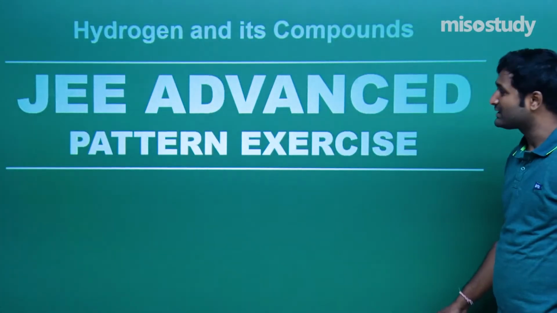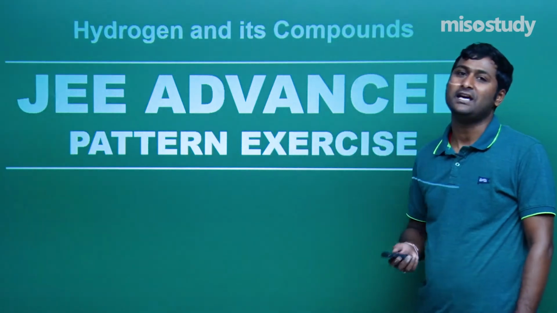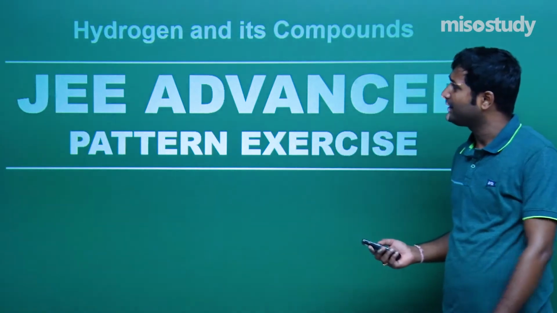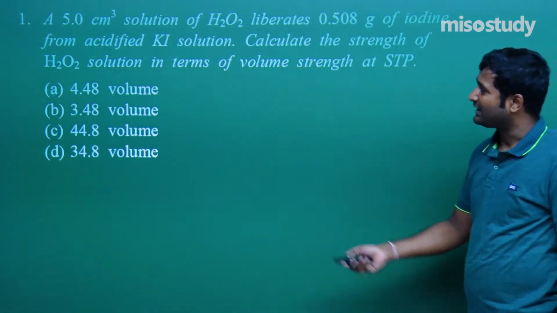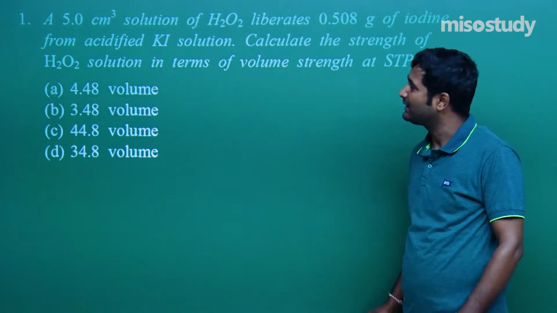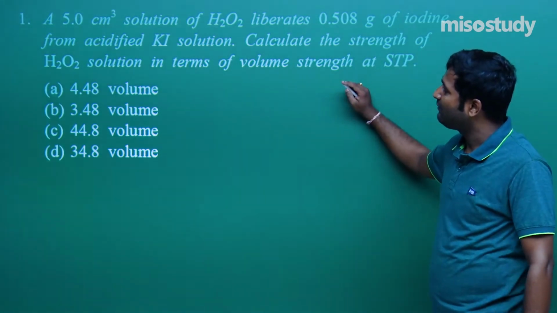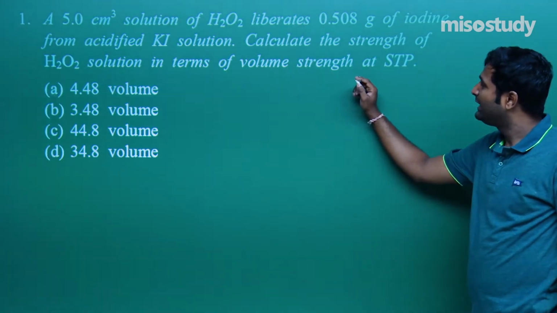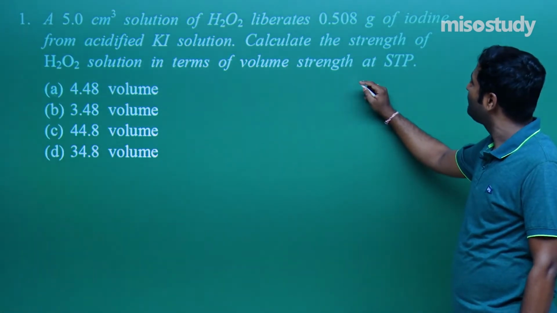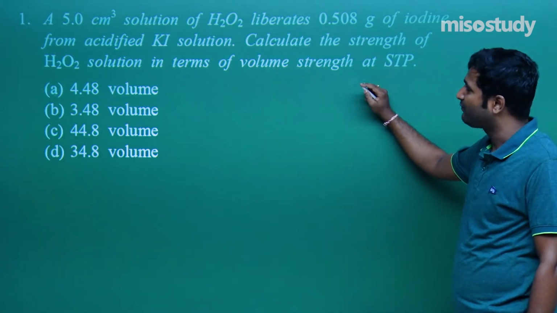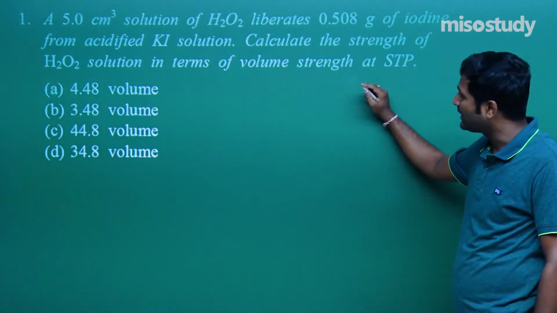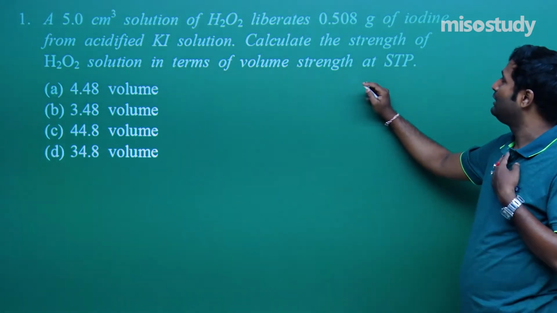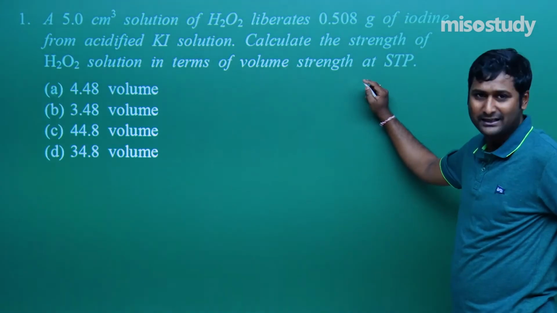Today we are going to discuss a few questions related to the JEE Advanced Examination. Clear? So let's start with the topic, that is question answer round, and my first question is, look at what is given here. A 5 cm³, that is 5 ml solution of H2O2 gives 0.508 gram of iodine from acidified KI solution. Calculate the strength of H2O2 in terms of volume strength at STP, standard temperature and pressure.